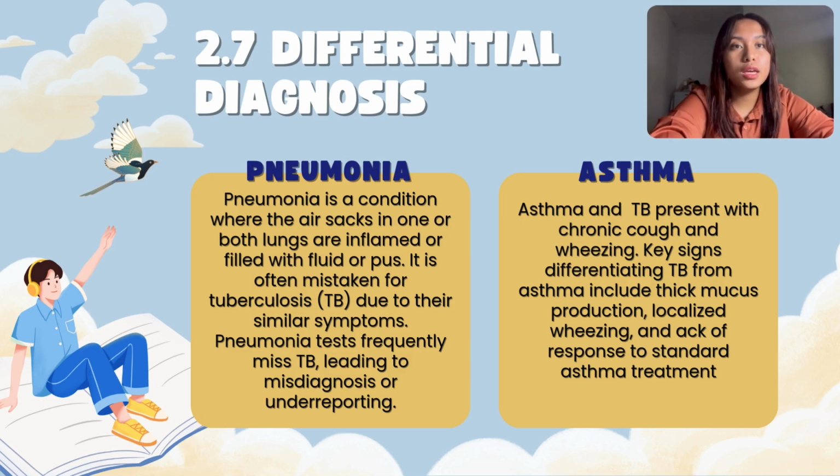So the key to differentiating TB from asthma is that TB patients usually cough up thick mucus, have localized wheezing, and lack response to standard asthma treatments. And doctors should also be mindful that TB can still develop during asthma treatment.